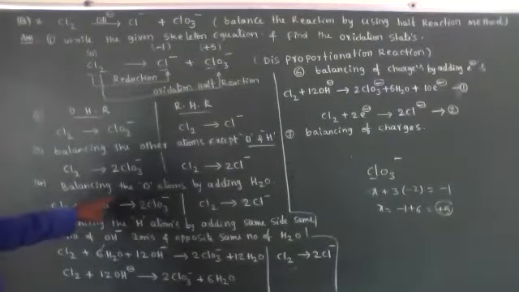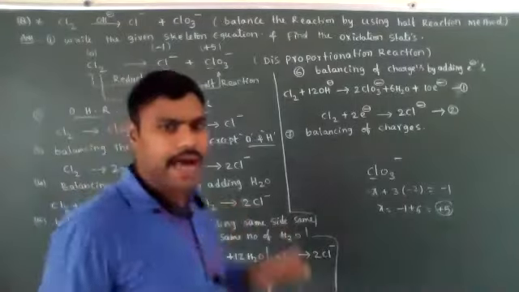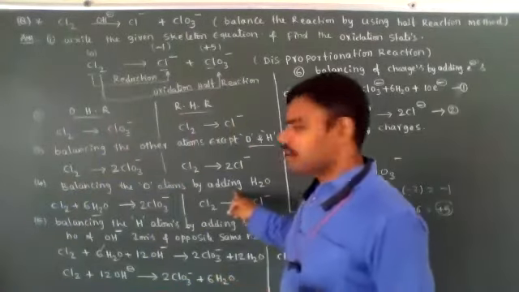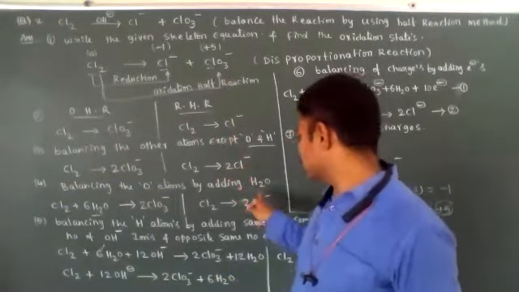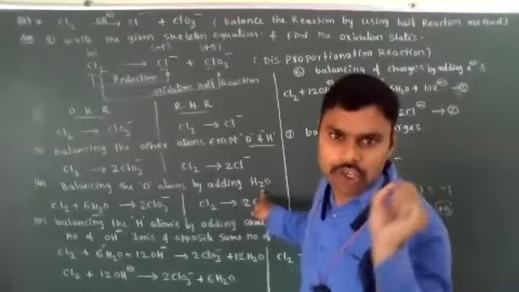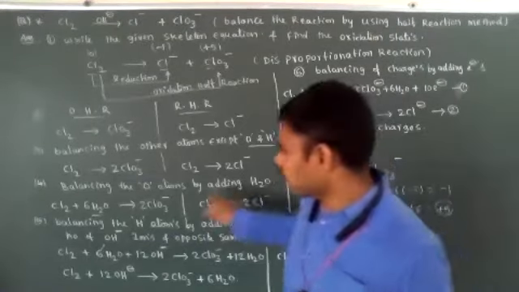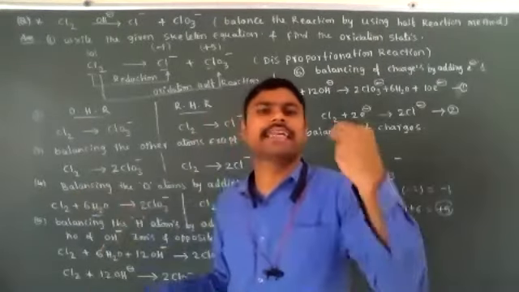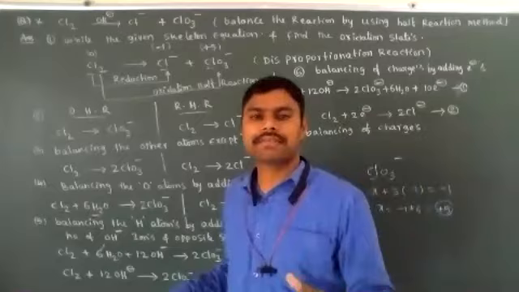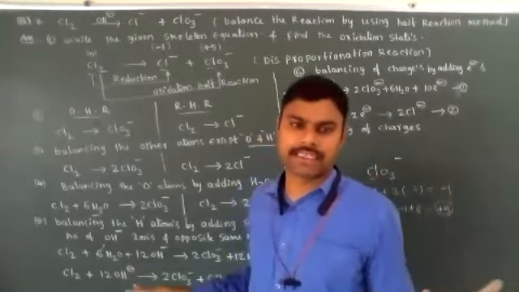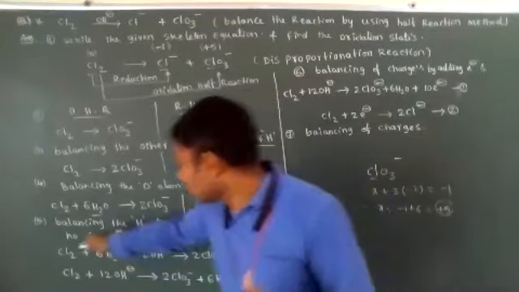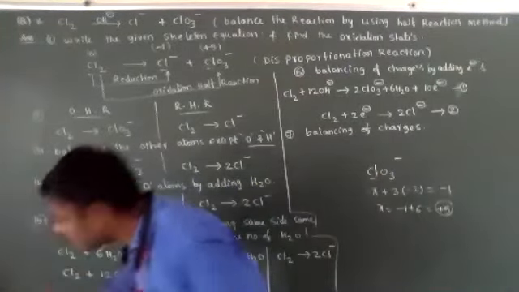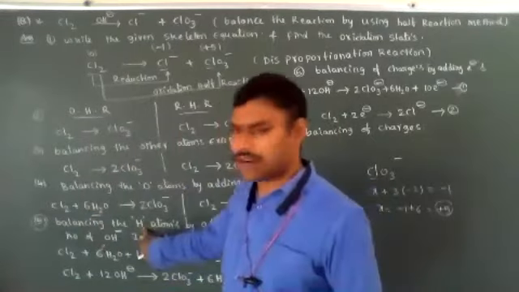The next step is balancing of oxygen atoms. For balancing oxygen atoms, either in basic medium or acidic medium, we have to add water molecules, H2O. Up to the fourth step is common for balancing redox reactions in either acidic or basic medium. Where does the difference come? The difference comes in balancing of hydrogen atoms in basic medium.